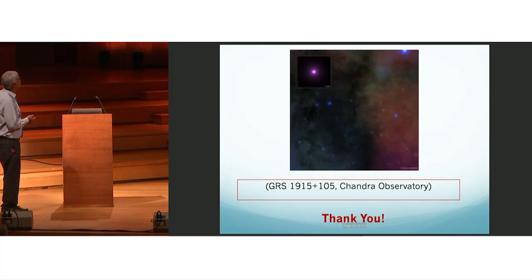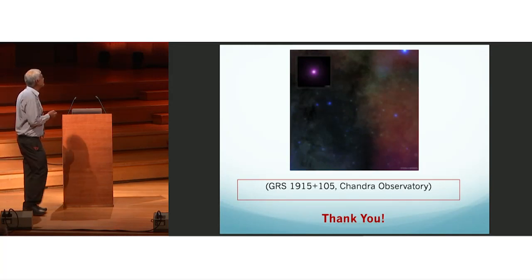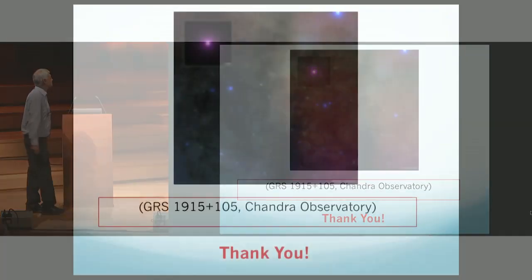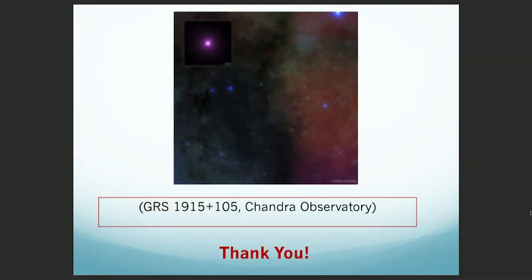I end with this picture. This dot here is one of the black holes known, seen in the Chandra Observatory, which is spinning close to extremality. Wouldn't it be great if you can say something about such objects?